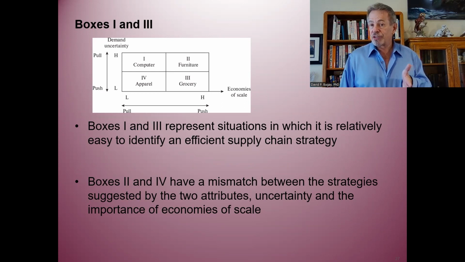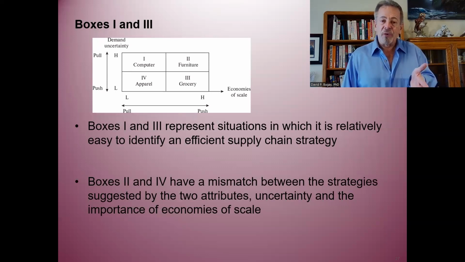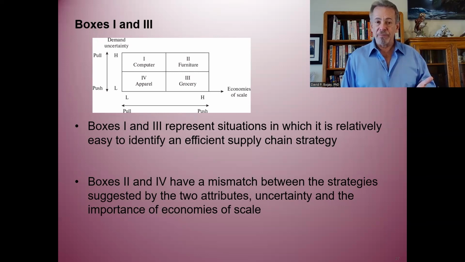So boxes one and three represent situations where it's kind of easy to identify the supply chains. Computers, especially custom made computers, you sit down and wait for the customer to ask for them. It's a pull strategy. Things like groceries, relatively low cost, high volume items, you're going to push them through.